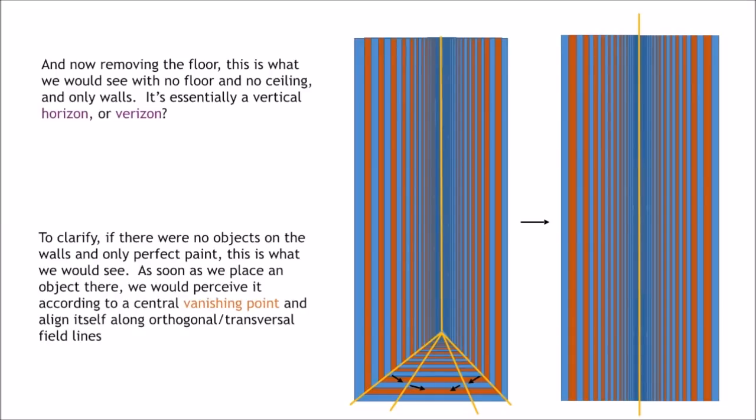So to clarify, if there were no objects on the walls and only perfect paint, this is what you would see. And as soon as we place anything there, though, you would perceive it according to that central vanishing point again. That point that is along your eye line would then make itself known by any physical or tangible objects that you place within your view. That will become apparent here as we go.